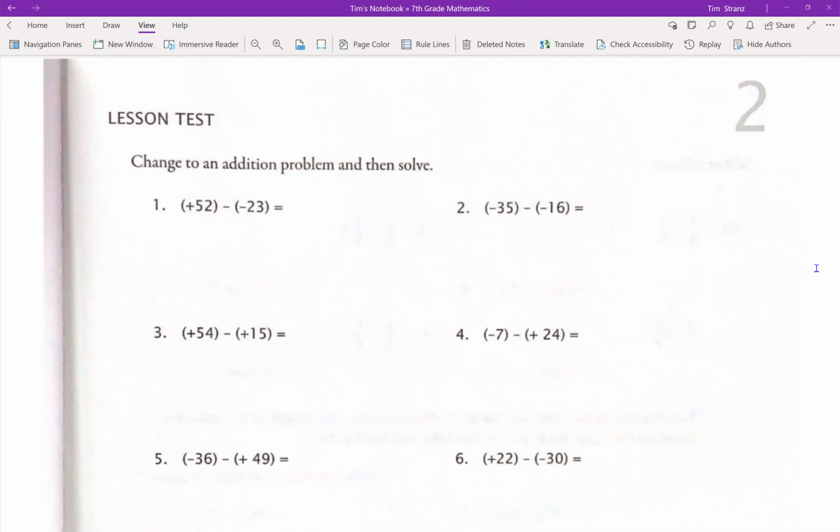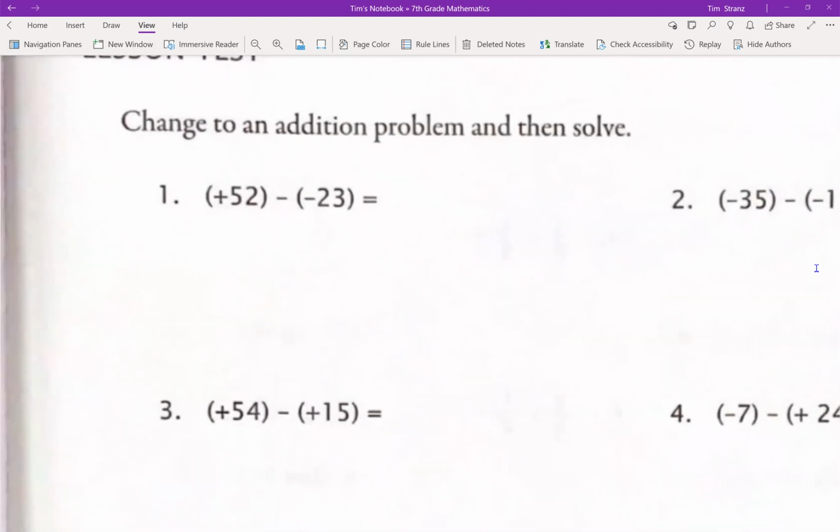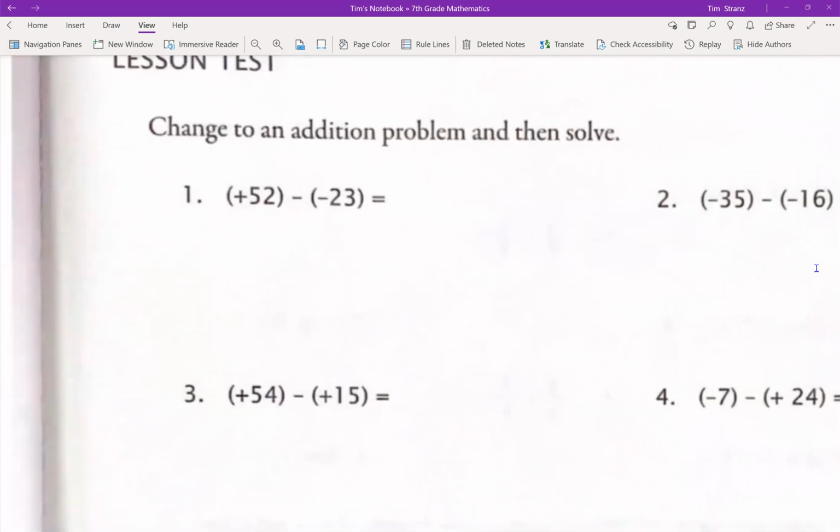Okay, so we got a positive 52 minus a negative 23. So we're going to change this into an addition problem and then solve. So we have 52. Okay, changing it into an addition problem. So when you are subtracting a negative, when you have two negatives right next to each other like that, that is going to just turn into a positive. So 52 plus 23, right, would give us a 75.